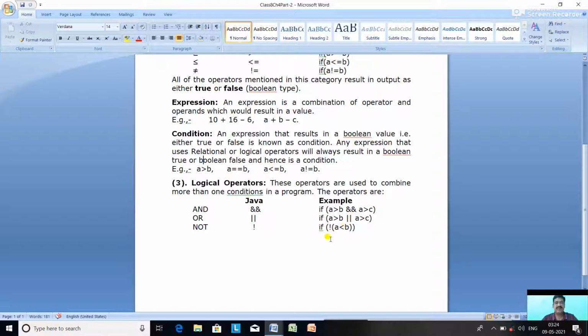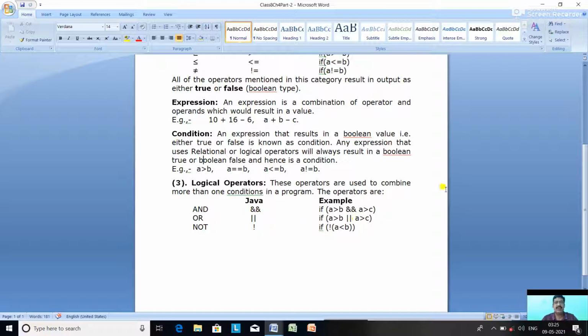Okay. So it is the opposite of AND. How? In AND, all the conditions must be true, then only the output is true. In OR, if any one is true or all are true, then the output is true. So this is called the OR logical operator.